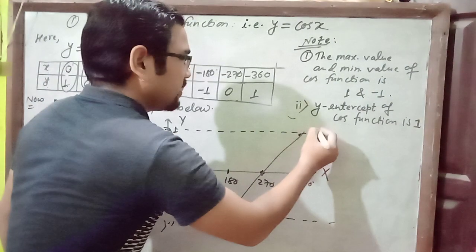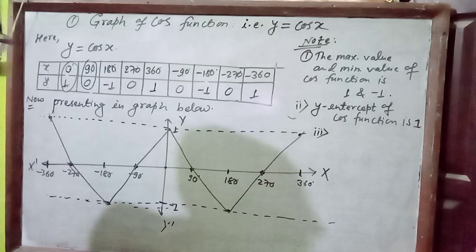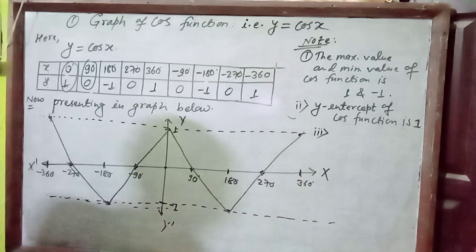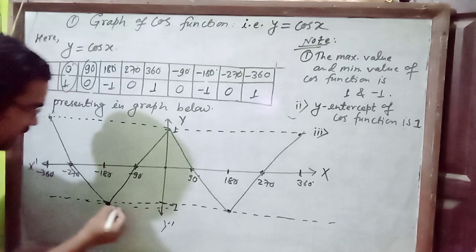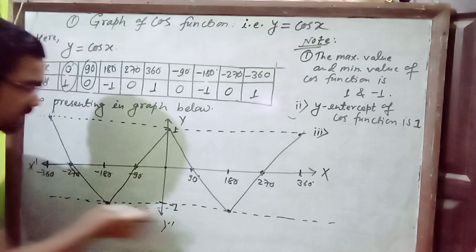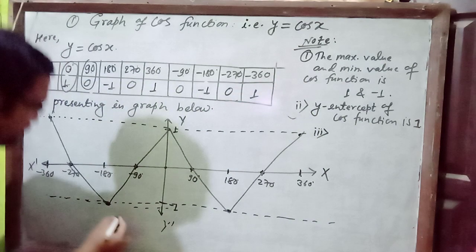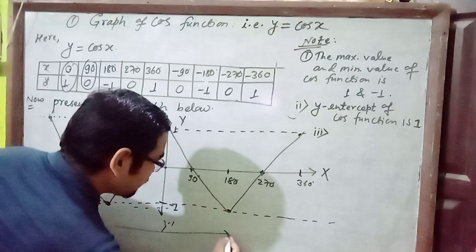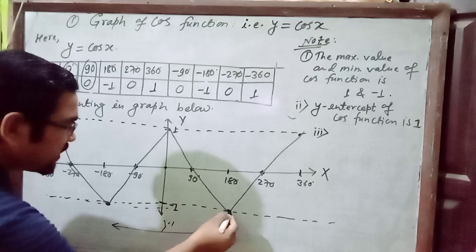Now third number, its interval. What can be the interval of the cos function? From this peak point to this peak point, what is the distance between these two? What is the gap between these two? That is called the period of the function. So the period of the function means here to here. Many more we can find here. So what is here? It is 180 degree.